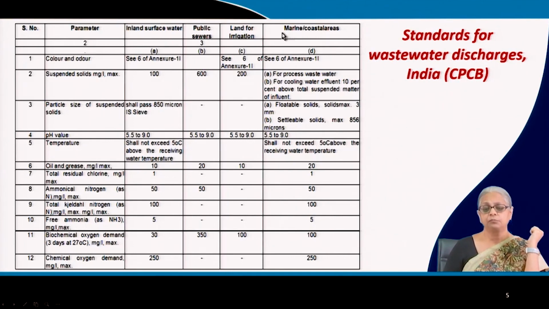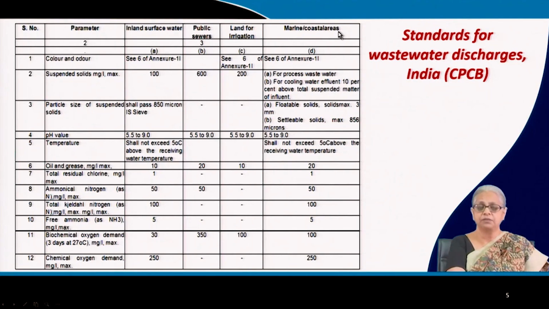And finally, we have marine and coastal areas. So this treated wastewater can be discharged directly into marine and coastal areas, and there are several issues that are related with the discharge of wastewater even after treatment into marine and coastal areas, because the discharge points should be several meters or even kilometers away from the beach and so on, so that people are not impacted by the discharge of wastewater.